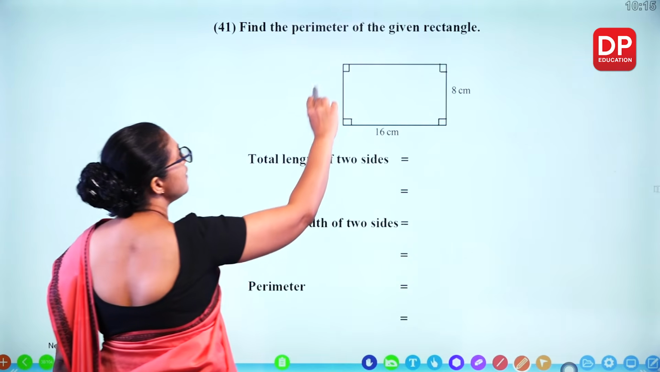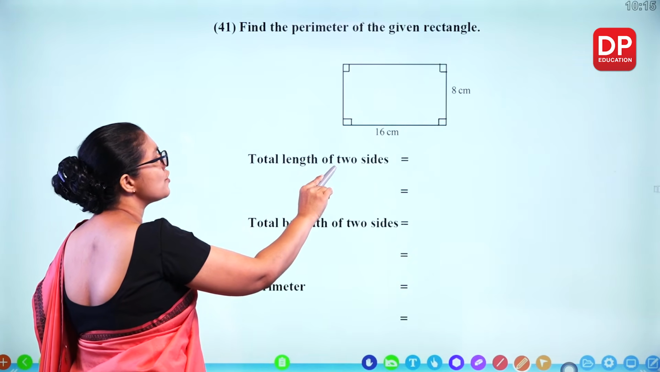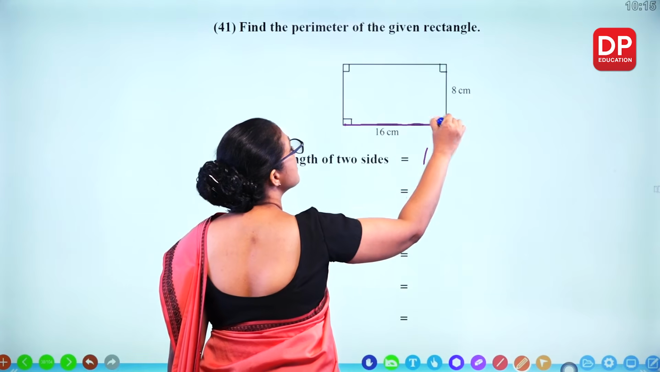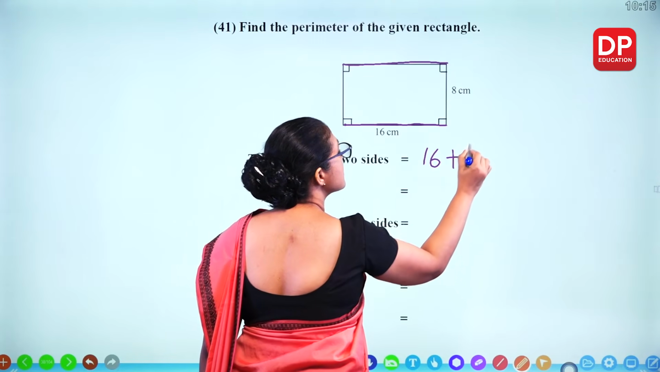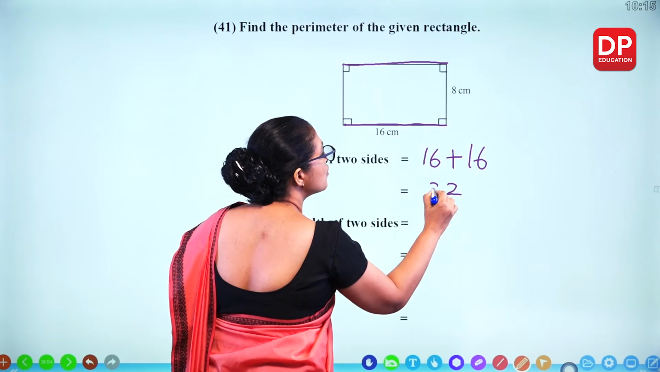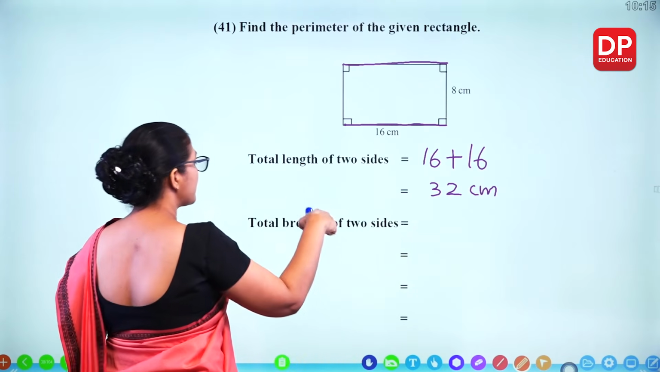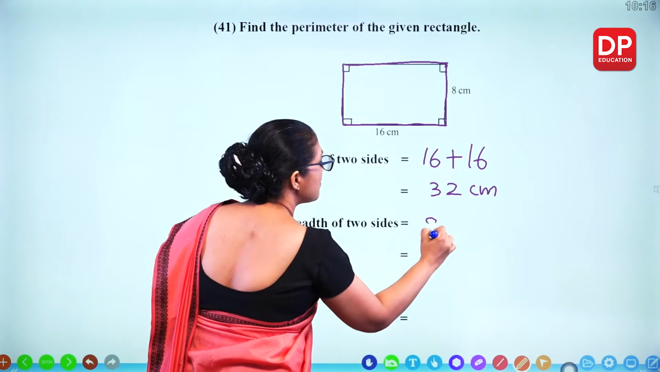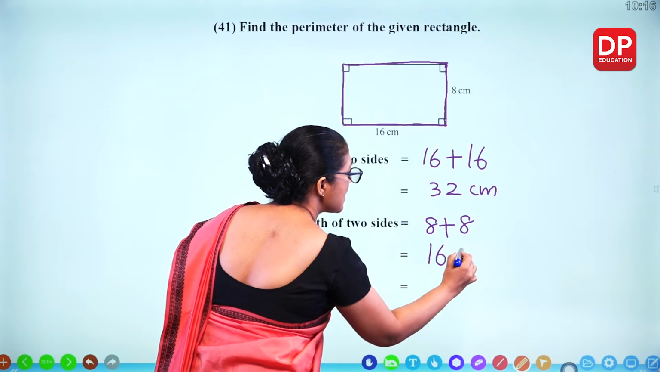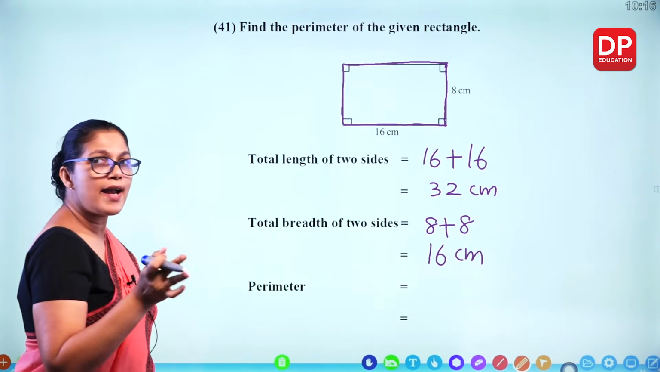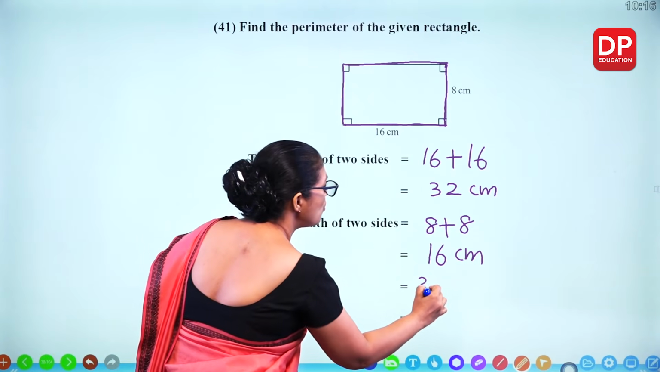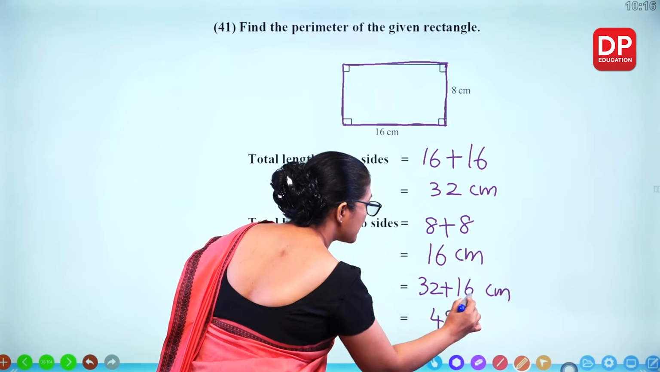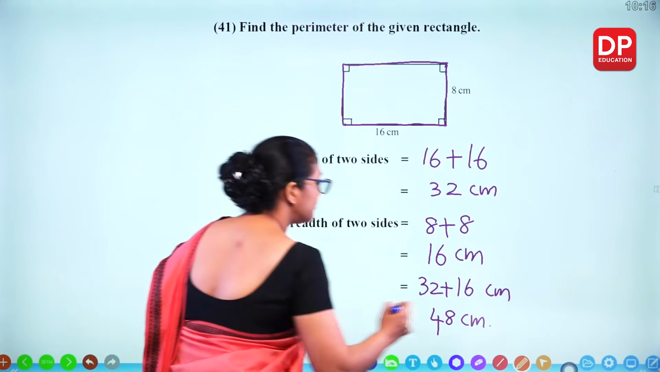Look at this one, find the perimeter of the given rectangle. So you have to add all these lengths. Total lengths of the two sides. So 16 and another 16. This and this. 16 plus 16. You get 32. What about breadth? Total breadth of two sides. This is 8. This is 8. 8 plus 8. That's 16 centimeters. So what's the perimeter? You have to add these two. 32 plus 16, you get 48 centimeters.